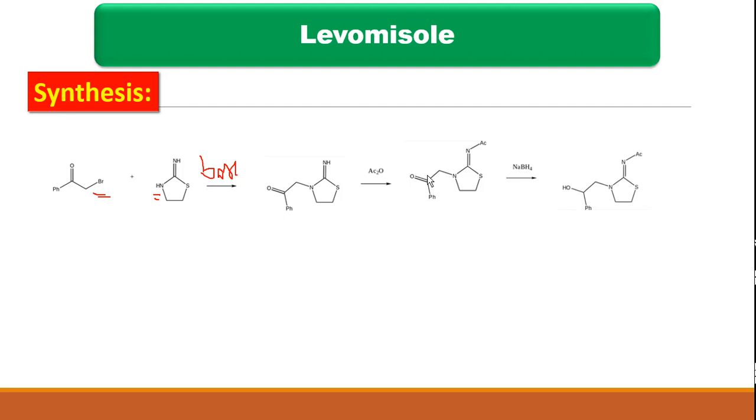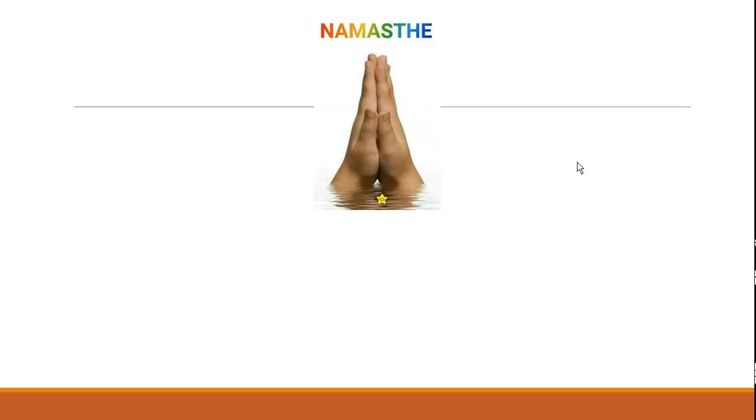Now you treat this compound with thionyl chloride. This thionyl chloride converts this OH into Cl. Finally, you treat the compound with acetic anhydride. Now this Cl containing carbon is going to attach to this carbon. We get the levamisole structure. So friends, this is about the synthesis of levamisole and the complete chapter of drugs acting on genetic material and immune system. Friends, thank you.